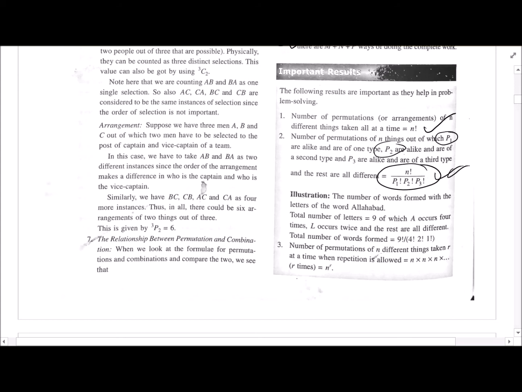The words like Mississippi, Anaconda, etc. See, the number of words formed with the letters of the word Allahabad. So 1, 2, 3, 4, 5, 6, 7, 8, 9 letters are there. Okay, and then A is coming 4 times and L is twice. So 9 factorial by 4 factorial, 2 factorial.